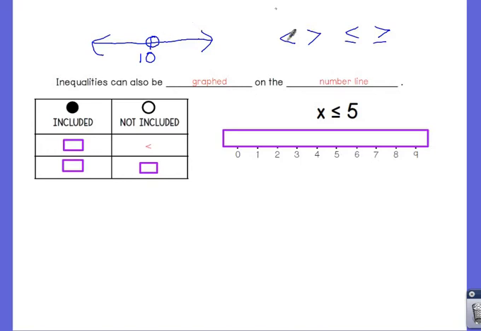What if I said, I'll give you greater than $10? Am I exactly giving you $10? No. Could I give you $10 and a penny? Yes. But am I ever going to give you exactly $10 if I'm giving you greater than $10? No. So, greater than symbol, included or not included? Not included.